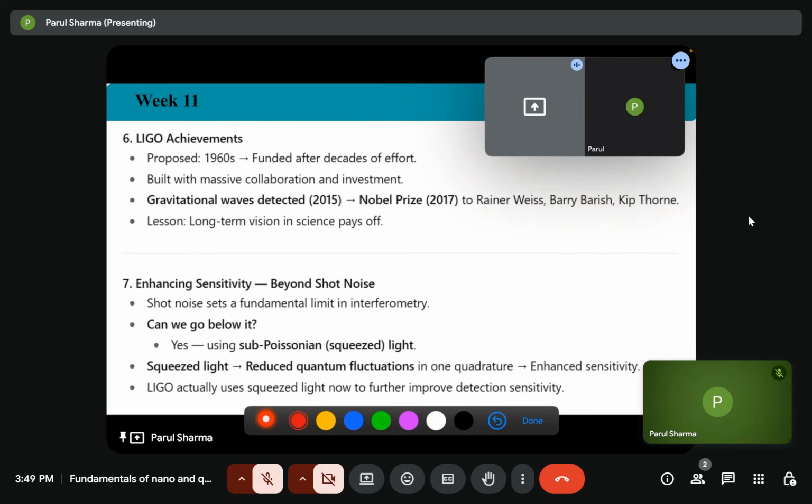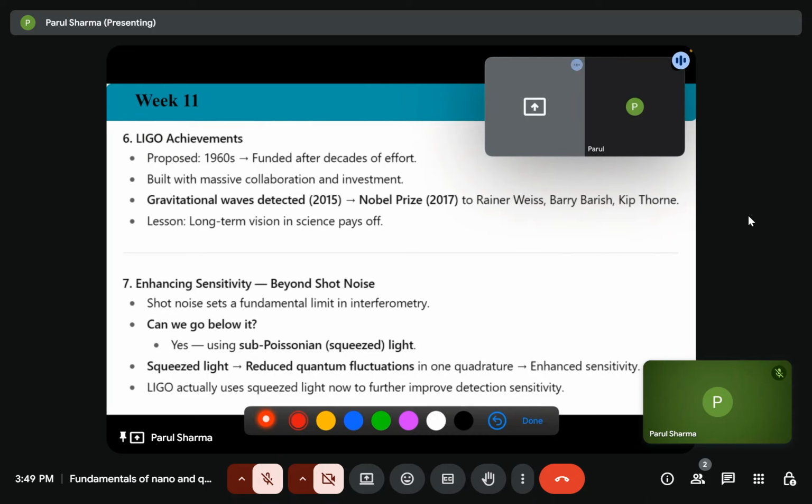We can reduce the quantum fluctuation in one quadrature. That is, in one direction it is going below shot noise. So we can increase the sensitivity. And actually LIGO uses squeezed light to improve the sensitivity further. Now, how can we detect the squeezed states?